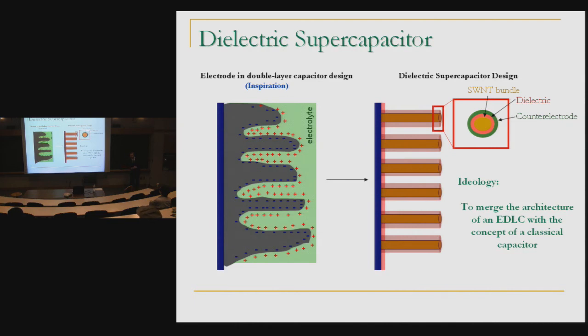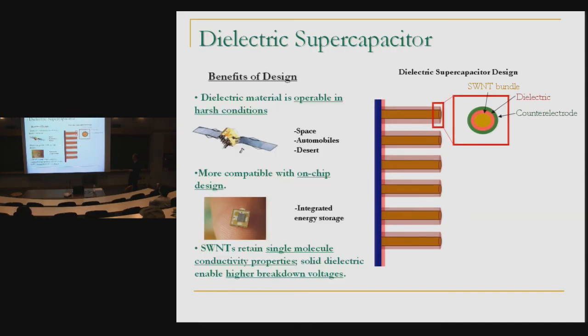So I thought to myself, well, I have a really high surface area material with these single wall carbon nanotubes. What if I was able to transcend the idea of a parallel plate capacitor, where you have two plates with a dielectric in the middle, and think about it in the context of thicknesses corresponding to the length scale of these electric double layers? So that was the idea: to merge the two concepts together to make a classical capacitor in the framework of an electric double layer capacitor.